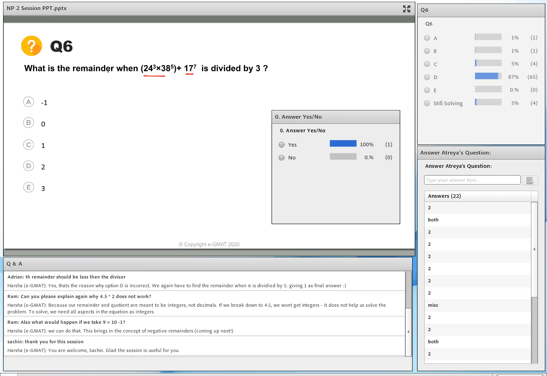When I divide 24 by 3, the remainder is 0. Yes or no? Yes, I would be getting a 0 as the remainder. So this gives me a remainder of 0. That essentially means this entire block would give me a remainder of 0. This entire block is going to give me a remainder of 0, right? Absolutely correct.